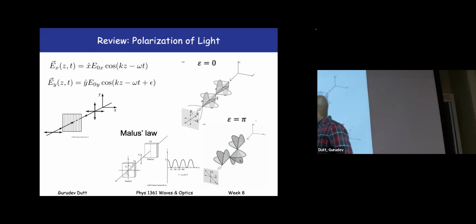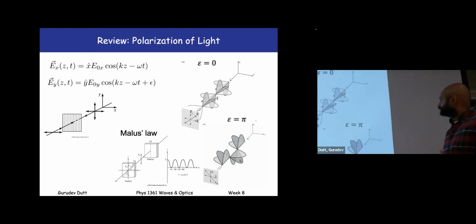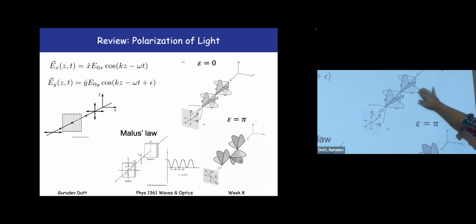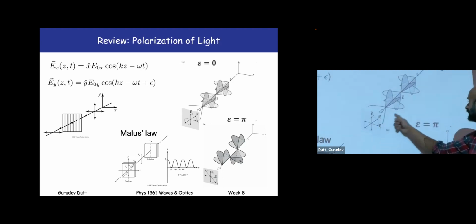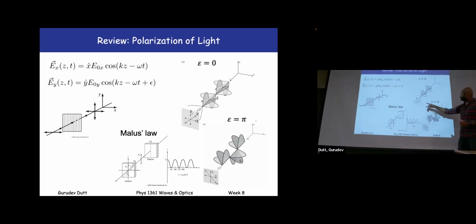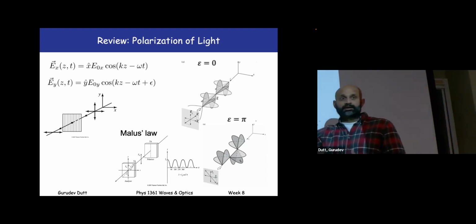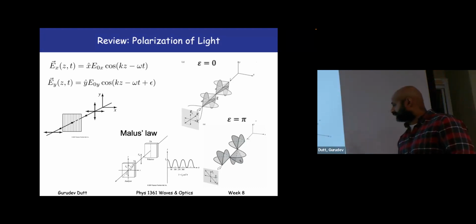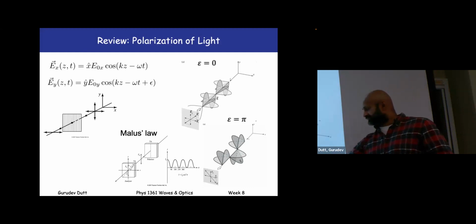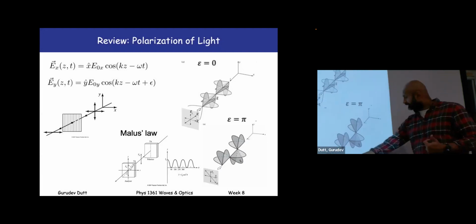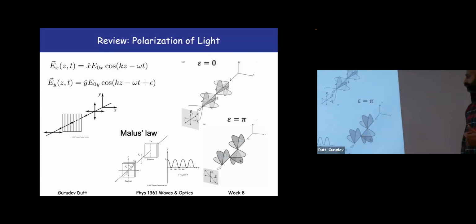And we talked about all the different states of light, which I'll quickly review. We discussed, for example, linearly polarized light, when epsilon equals 0 or epsilon equals pi. When epsilon equals 0, the electric field lies in a line along the first and third quadrant. The angle of this line is given by the ratio of the components, E0y over E0x, equals the tangent of the angle that it makes with respect to the x axis. Similarly here, the same formula is valid, but now epsilon equals pi means that the line lies along the second and fourth quadrant.